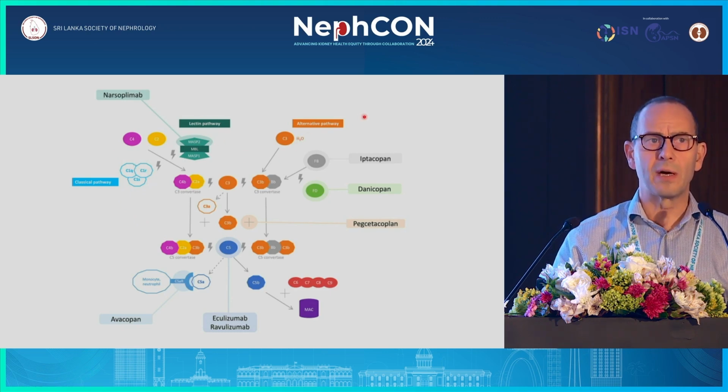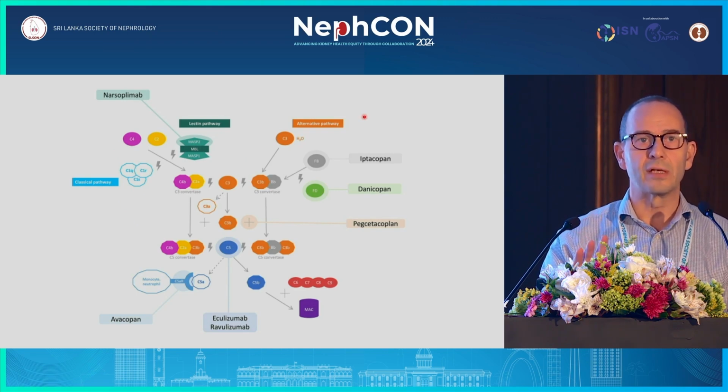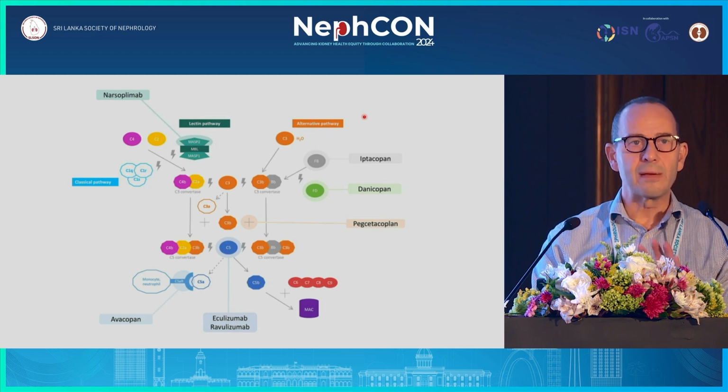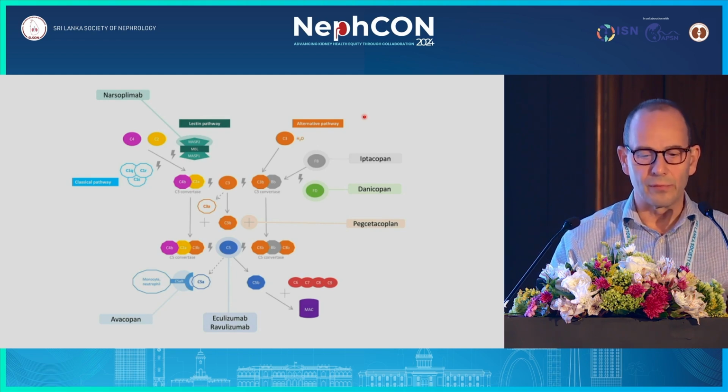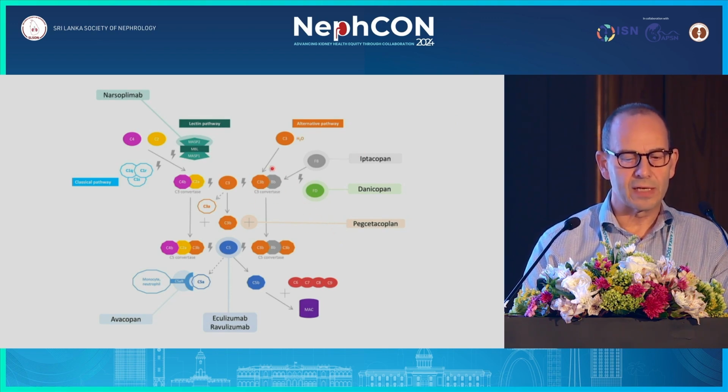And the alternative pathway I think of as an automatic car, which has got the accelerator always on, and you're having to keep pushing the brake on to stop the car moving forward. And these brakes are regulatory proteins that prevent the activation of C3b.